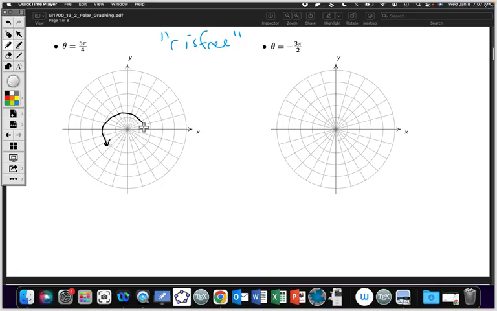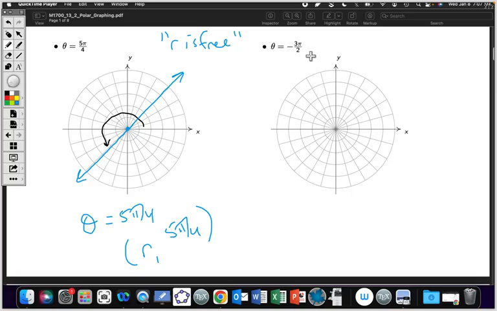So that would be theta is 5 pi over 4. And r is free. So if r is 0, then we're just sitting and spinning there at the origin. If r is positive, then we'd be heading out this way. If r is negative, we would be heading back this way. And so this is going to sweep out this line through the origin. So that's your theta equals 5 pi over 4. Once again, we're looking at all points r comma 5 pi over 4.